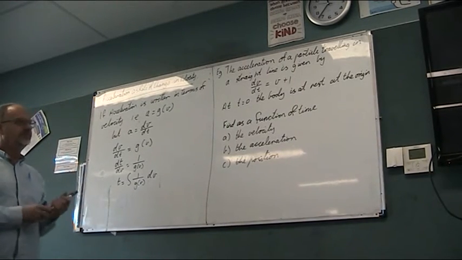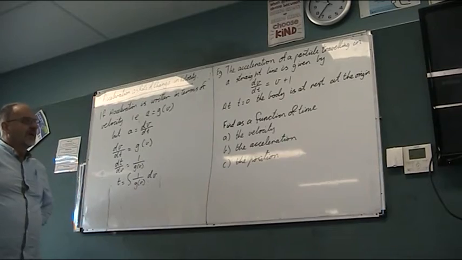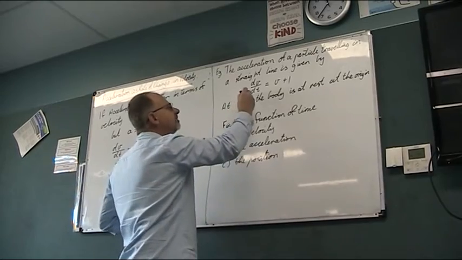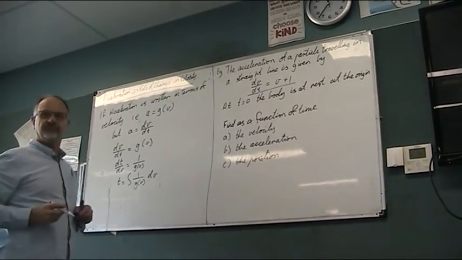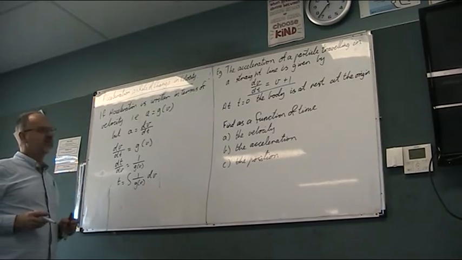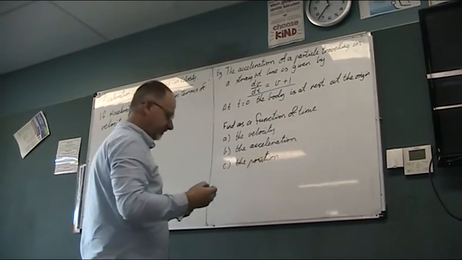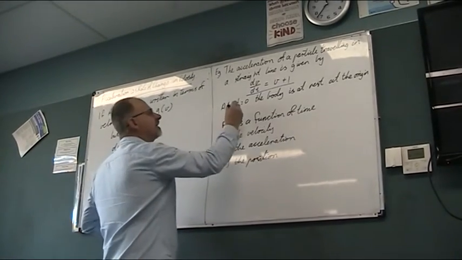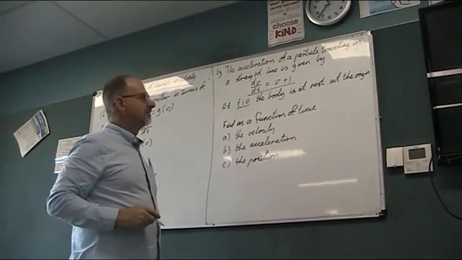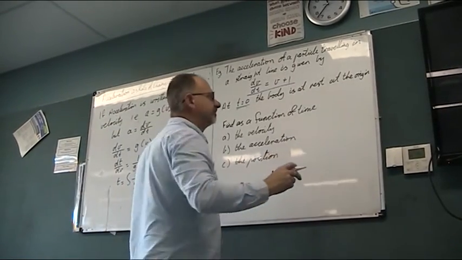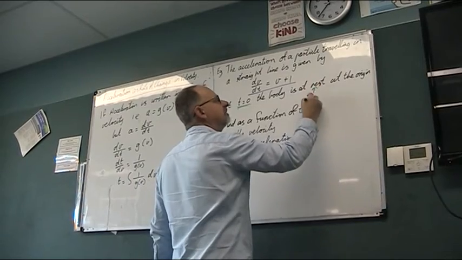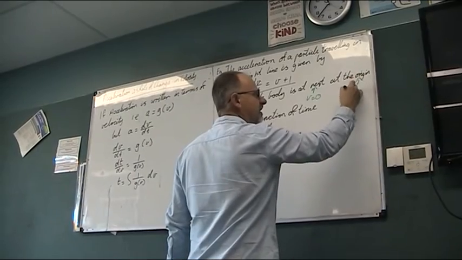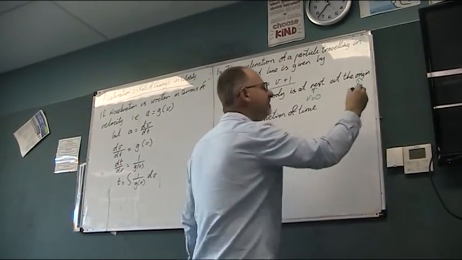Alright. Okay, so when we look at this, obviously important bits. That part's obvious, dv/dt equals v plus 1. We also have two other bits of information. So t equals 0, the body is at rest at the origin. So rest is v equals 0. The origin is x equals 0.